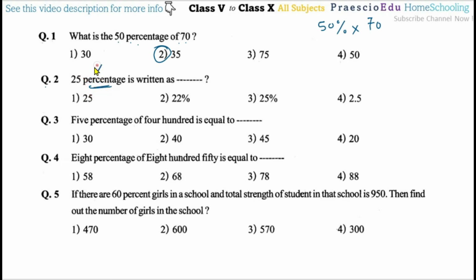So percentage means this symbol we will write down, so 20%. This is given in option number 3.